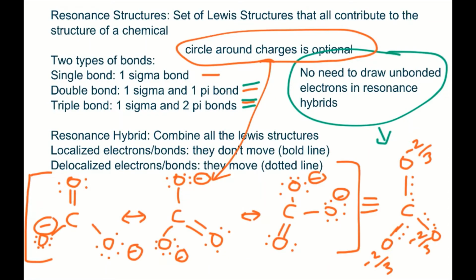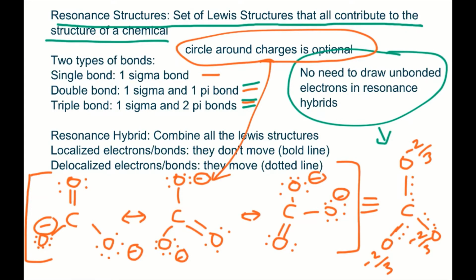Hi everybody, in this video we are going to talk about resonance structures. Let's first review what resonance structures are. Resonance structures are just a set of Lewis structures that all contribute to the structure of a chemical.